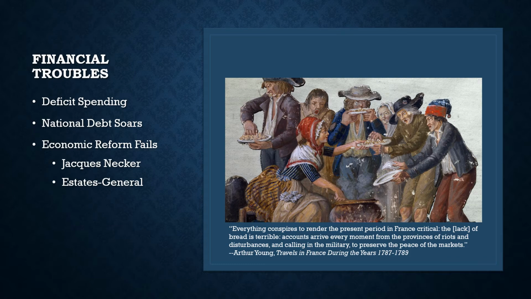Also, in the late 1780s, bad harvests sent food prices soaring and brought hunger to poor peasants and city dwellers. To solve the financial crisis, the government would have to increase taxes, reduce expenses, or both. However, the noble and clergy fiercely resisted any attempt to end their exemption from taxes.